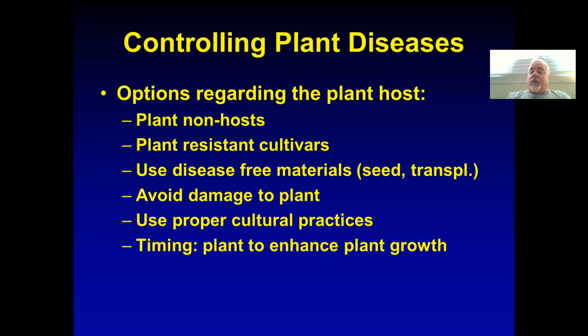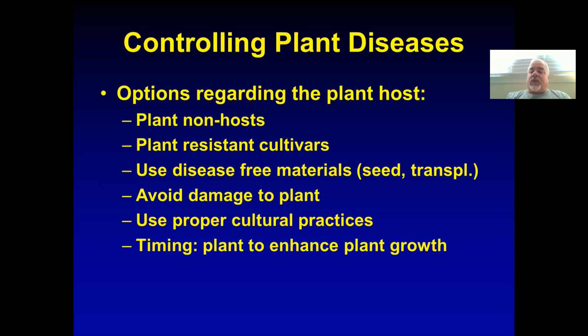So what can I do about the host? Plant non-hosts. Remember the earlier slide? You got a problem with tomatoes with the late blight? Plant peppers. Plant something else. Plant resistant cultivars. I have a problem with downy mildew in my area. Plant a cultivar that's resistant to the pathotype of downy mildew that I have in my area. Just find something that's resistant if you can. Sometimes you can, sometimes it's not available.